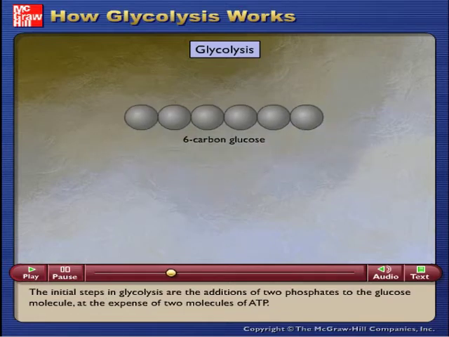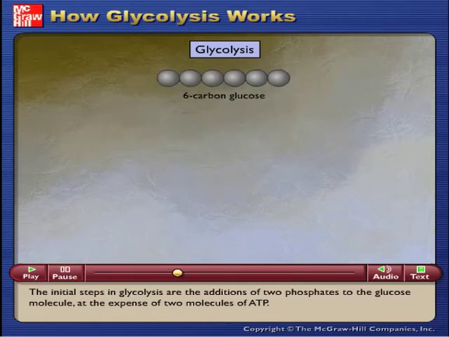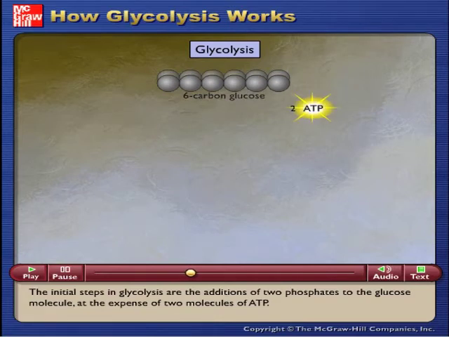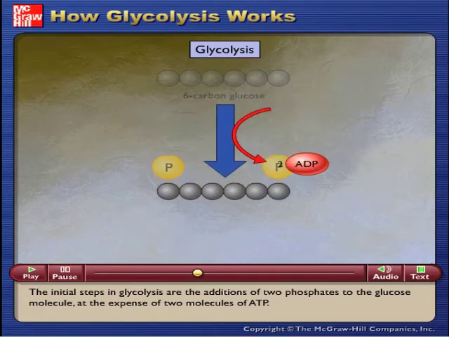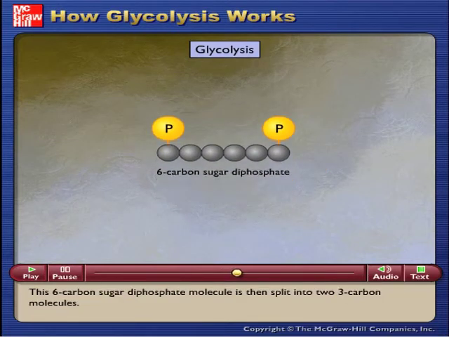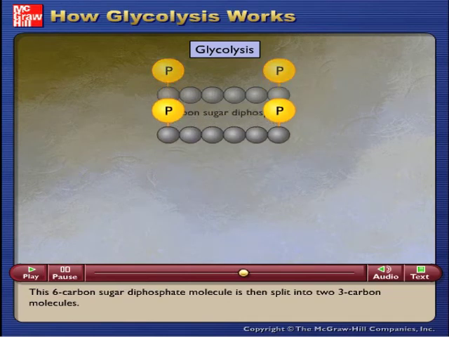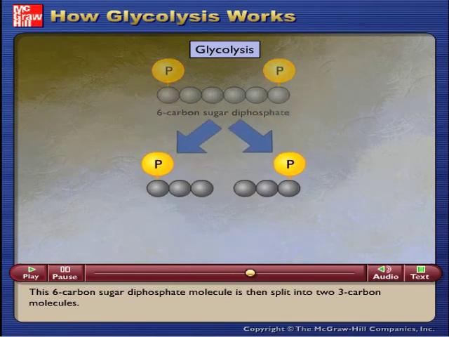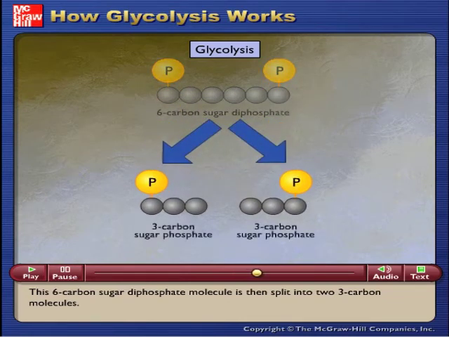The initial steps in glycolysis are the additions of 2 phosphates to the glucose molecule at the expense of 2 molecules of ATP. The result is a 6-carbon sugar diphosphate molecule and 2 low-energy adenosine diphosphate molecules, or ADP. This 6-carbon sugar diphosphate molecule is then split into 2 3-carbon molecules.